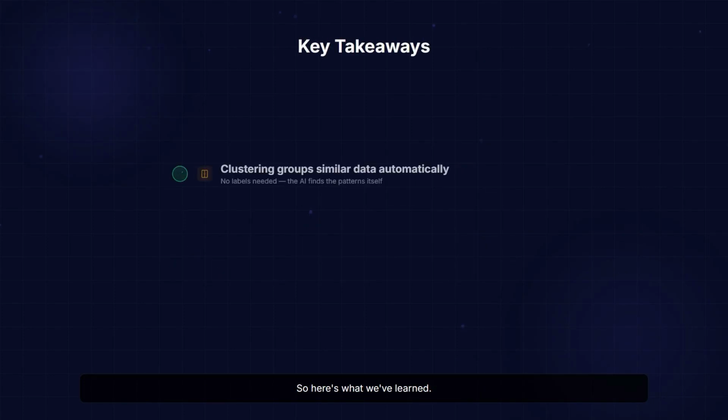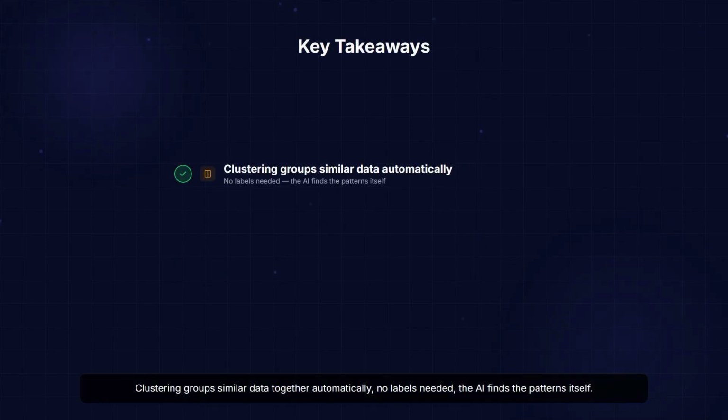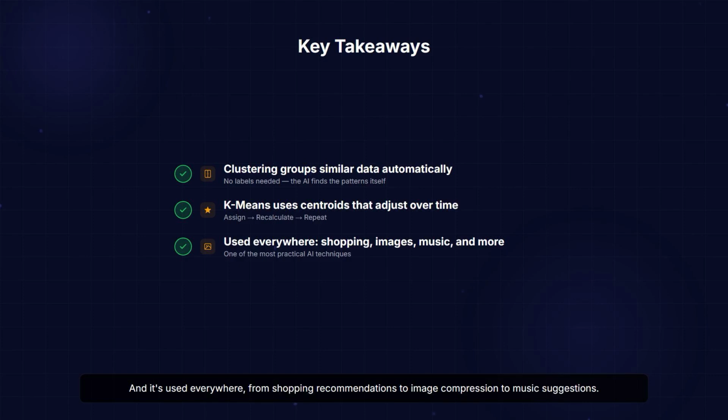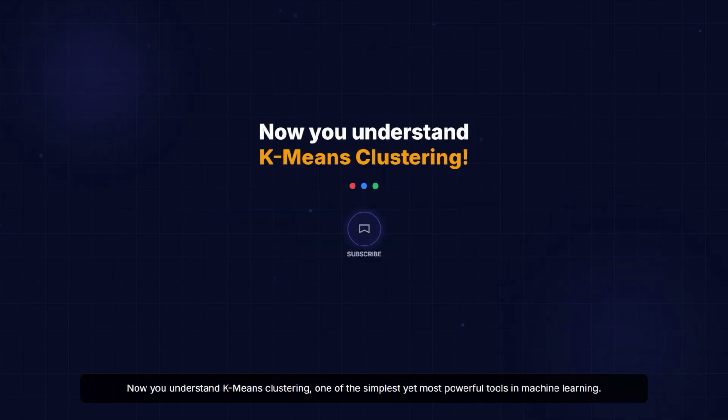So here's what we've learned. Clustering groups similar data together automatically, no labels needed, the AI finds the patterns itself. K-means specifically works using centroids that adjust over time. Assign, recalculate, repeat. And it's used everywhere, from shopping recommendations to image compression to music suggestions. It's one of the most practical and widely used AI techniques out there. Now you understand K-means clustering, one of the simplest yet most powerful tools in machine learning.